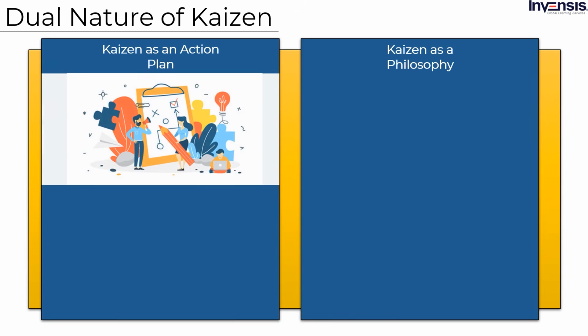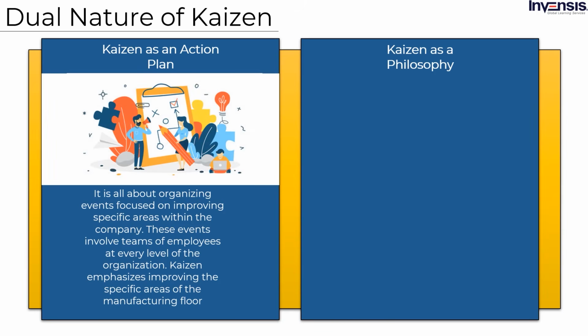Firstly, Kaizen is an action plan. It is all about organizing events focused on improving specific areas within the company. These events involve teams of employees at every level of the organization. Kaizen emphasizes improving the specific areas of the manufacturing floor. For this, Kaizen involves the floor employees and takes their opinion also. So different plans or arrangements can come from those people too.